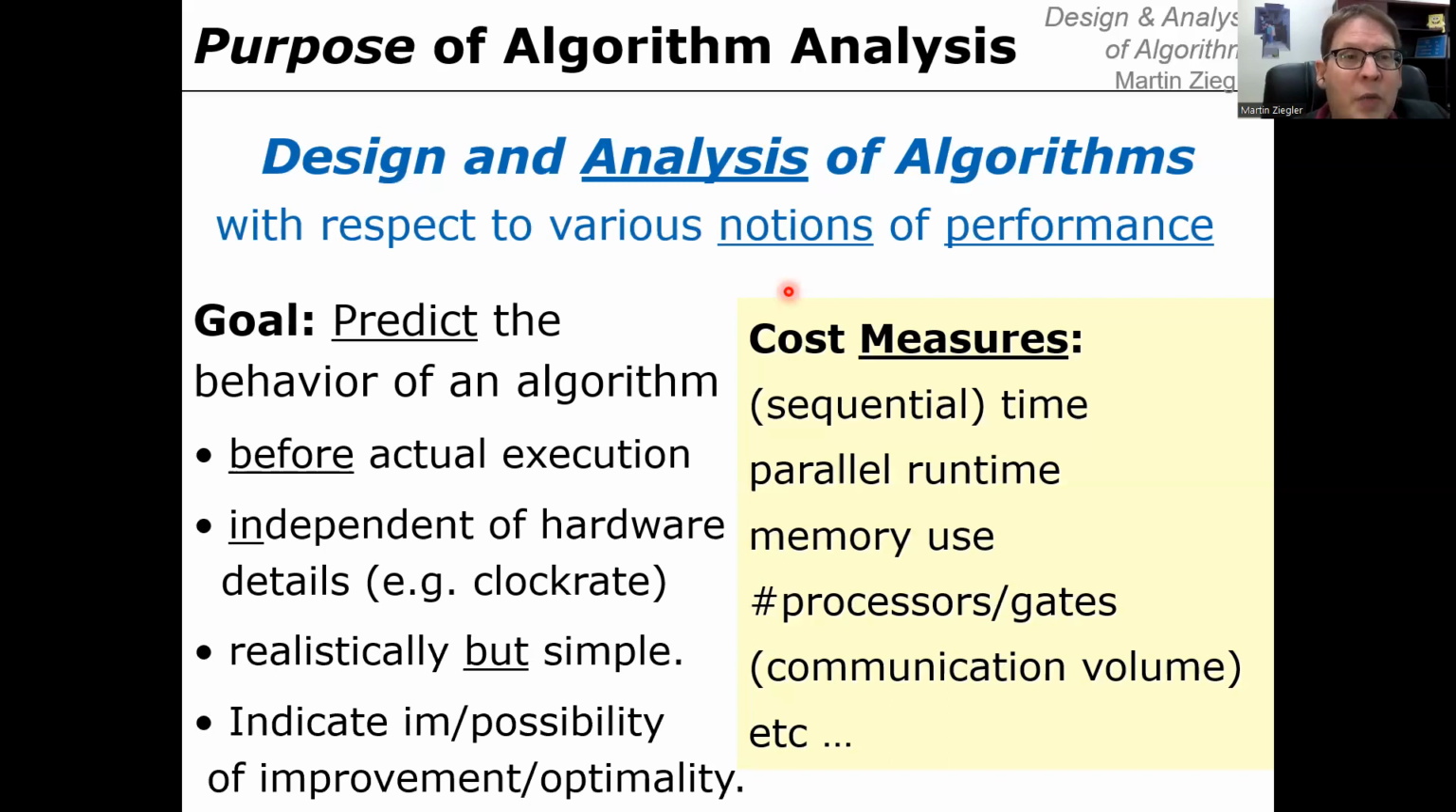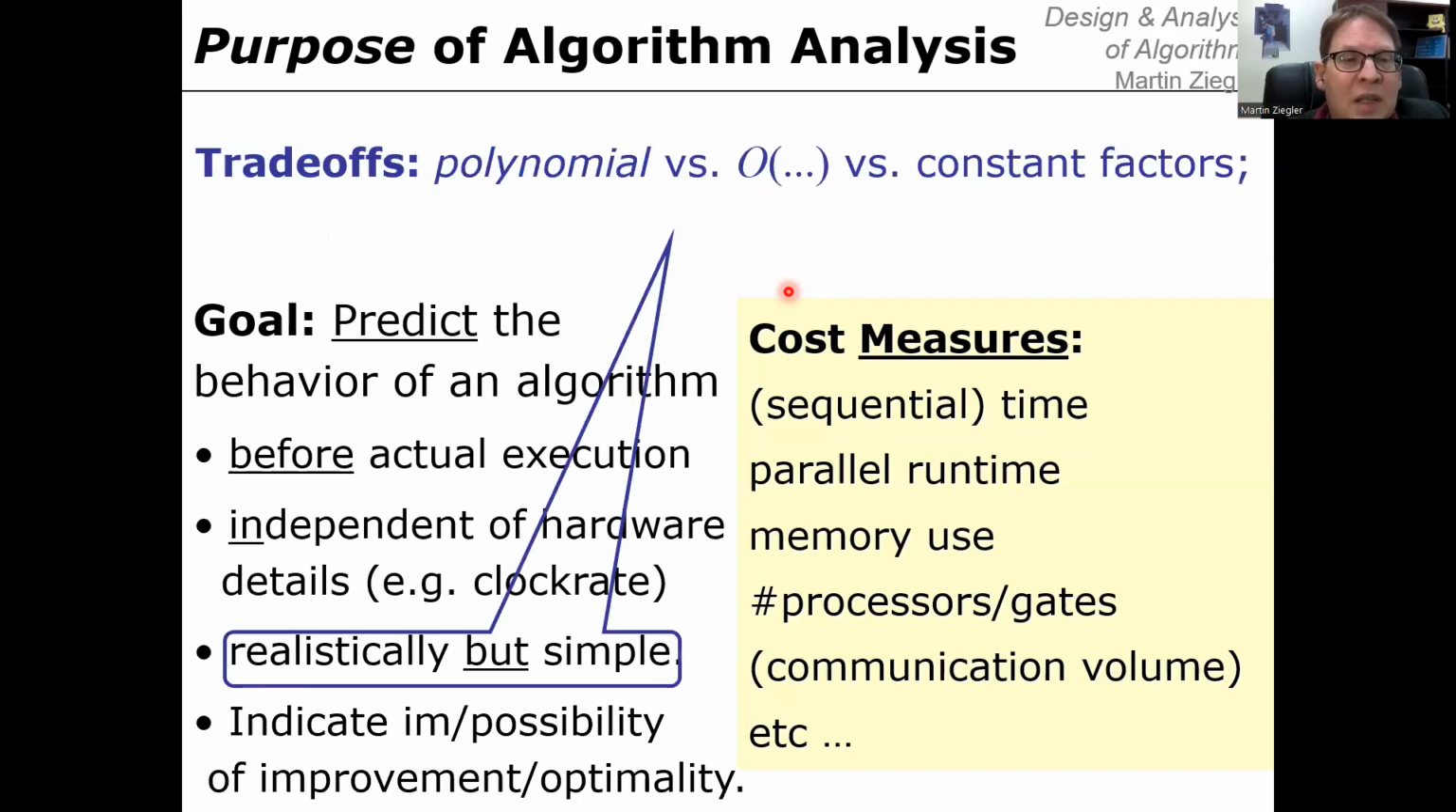But one final purpose of algorithm analysis is to give an impression about whether the algorithm admits improvement possibility or not. So that's a question of optimality of an algorithm with respect to the various cost measures, with respect to the various modes of algorithm analysis. But as I said, between realistic predictions and simple prediction, there's a trade-off.